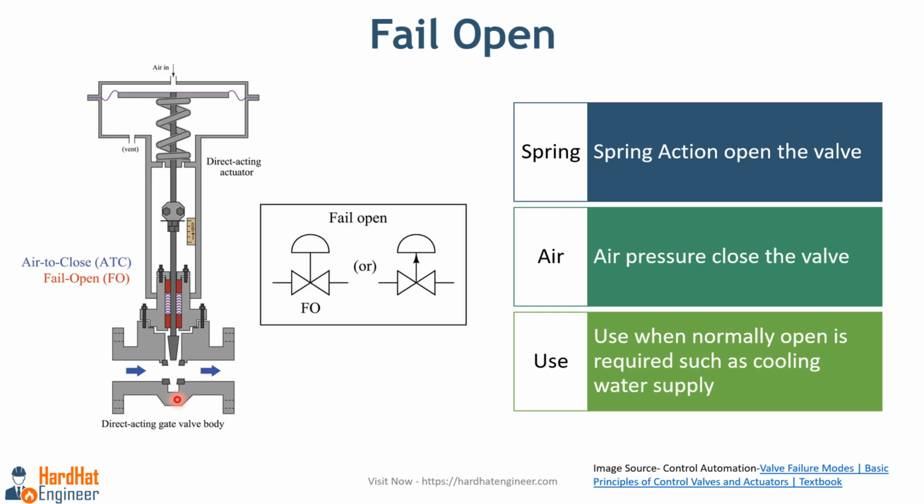So, when there is a loss of signal or power, the spring will return to its original position and open the valve. This type of valve is used when it's essential to maintain fluid flow in the event of a power failure, such as in cooling systems. You can also see the P&ID symbol for this type of control in the image.